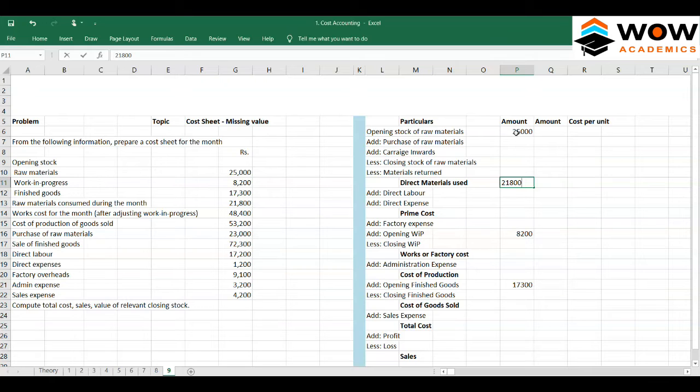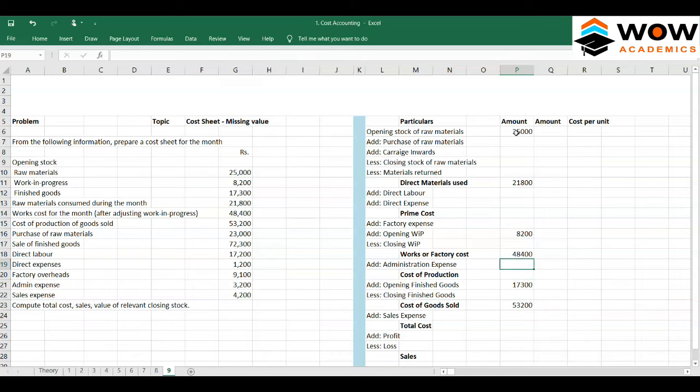Then he says works cost for the month. Works cost is here for the month after adjusting the work in progress. So after these things are adjusted, what is the works cost? That comes to 48,400. Then he says cost of production of goods sold. Okay, so this is the cost of production, but cost of production of goods sold is this one. So that comes to 53,200.